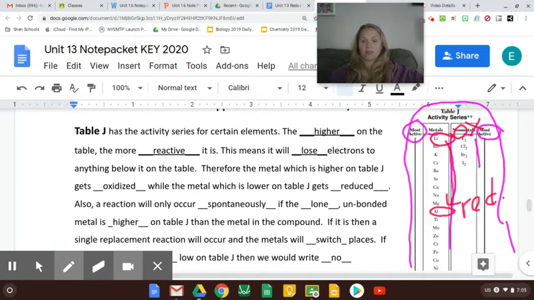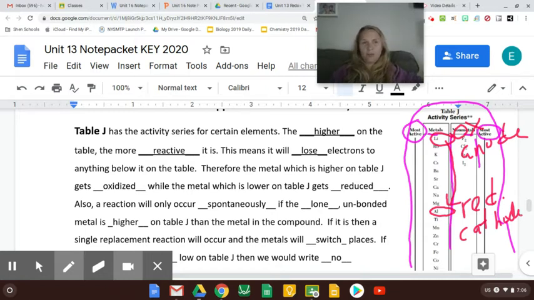The higher one gives electrons to the lower one. That makes the higher one the anode, an ox, and the lower one the cathode, red cat. So it goes alphabetical too, anode to cathode. The higher one gets oxidized, the anode, and the lower one gets reduced, the cathode. The higher one gives its electrons to the poor, the lower one.